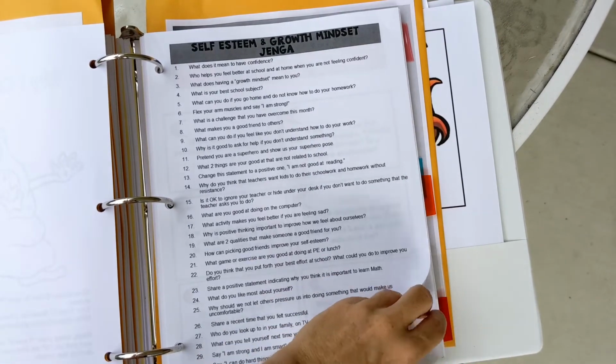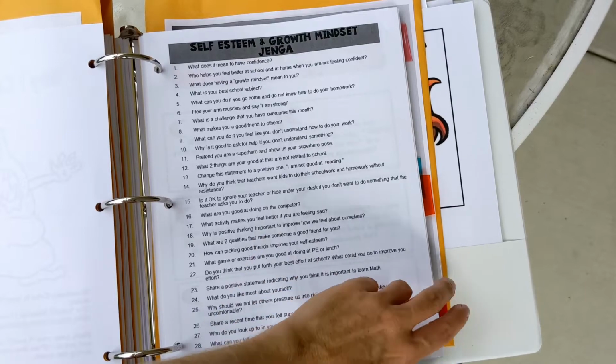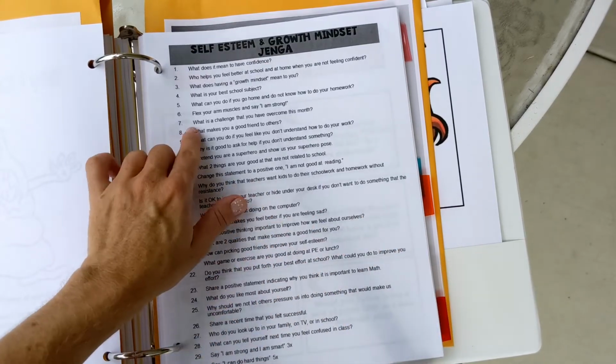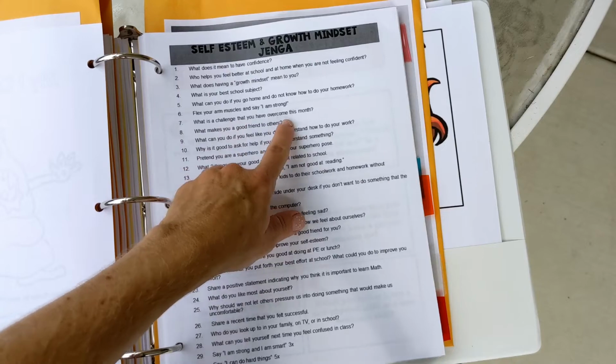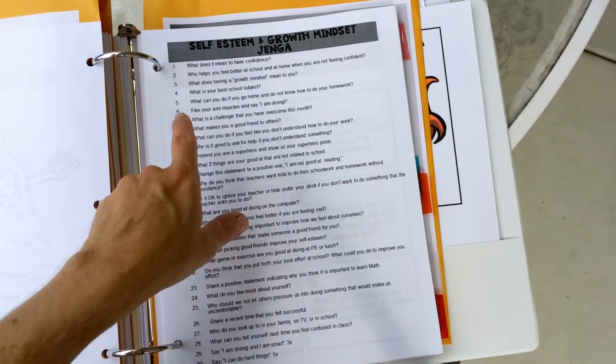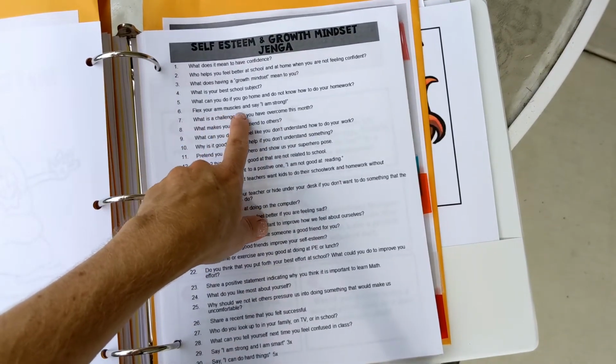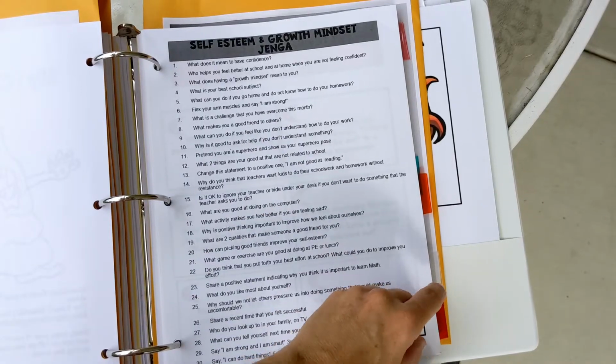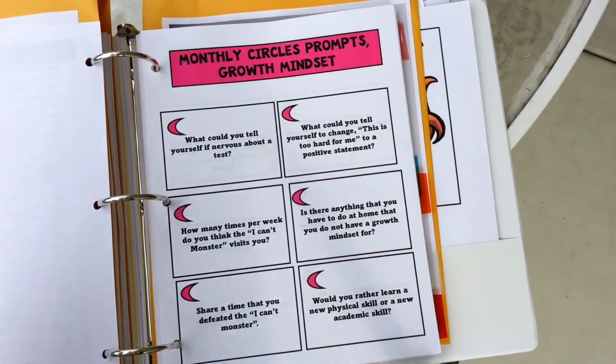It's really fun. Students pull out a number and then you just read the number prompt. So for example, number 7 says, what is a challenge that you have overcome this month? Number 6 was, flex your arm muscles and say, I am strong. So it's pretty interactive and engaging for students.